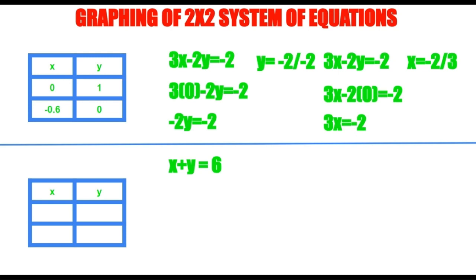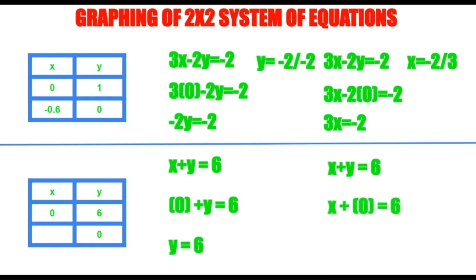Now it's time to solve the second equation, which says x plus y equals 6. As 0 will be given to the value of x, the x will be automatically removed and we obtain the value of y, which is 6. Now we will set y to 0 to rewrite the same formula: x plus 0 equals 6. Automatically, the 0 is eliminated and x will be equal to 6. We put the values in the table and then we will graph.